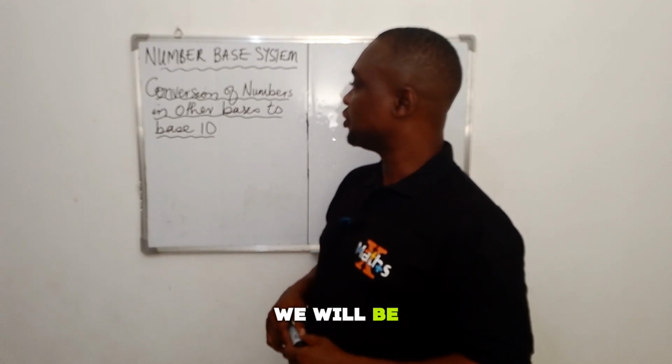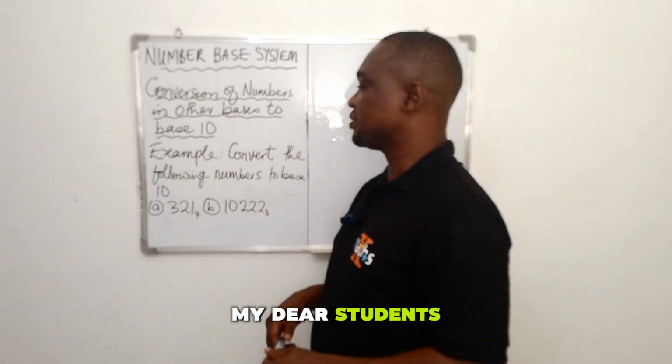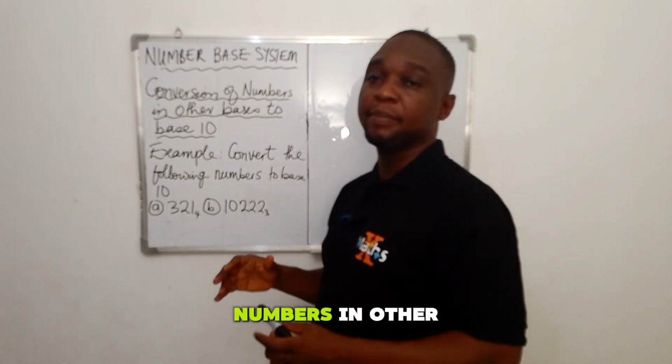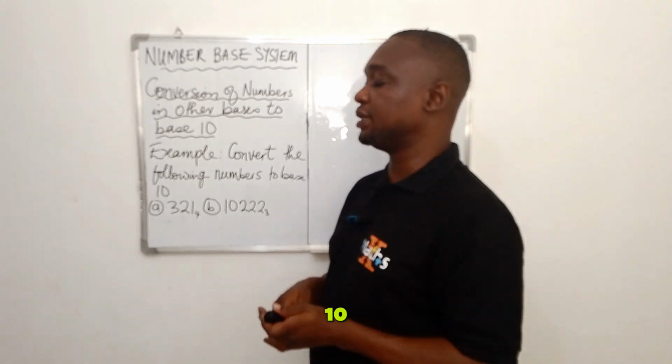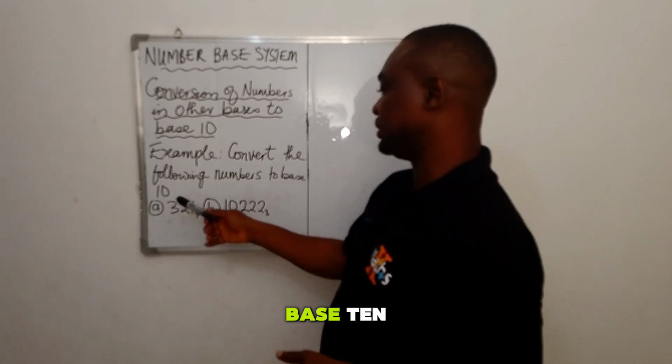So, my dear students and viewers, for the first part of our class today, we will be converting numbers in other bases to base 10. Our first example in converting numbers in other bases to base 10 says: convert the following numbers to base 10.